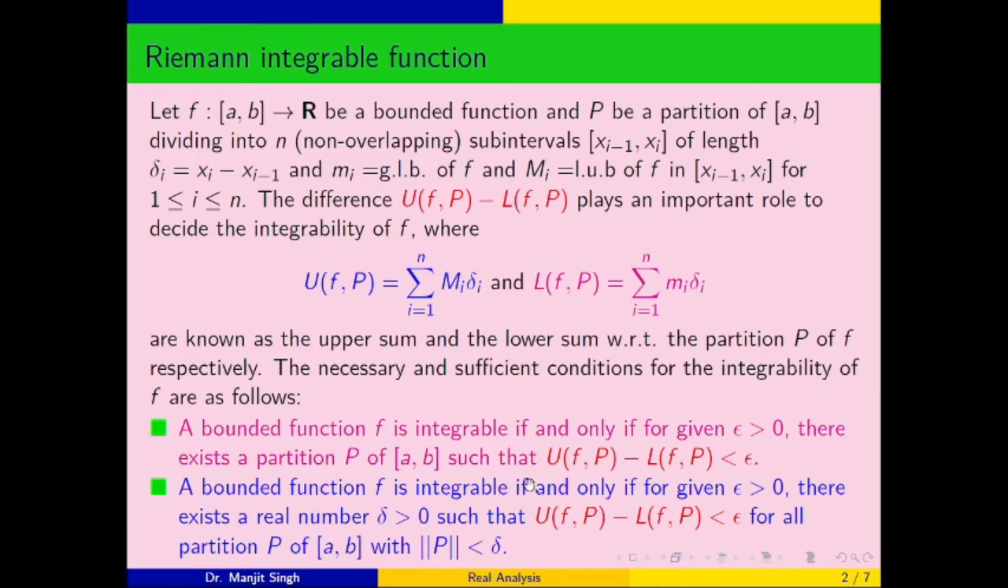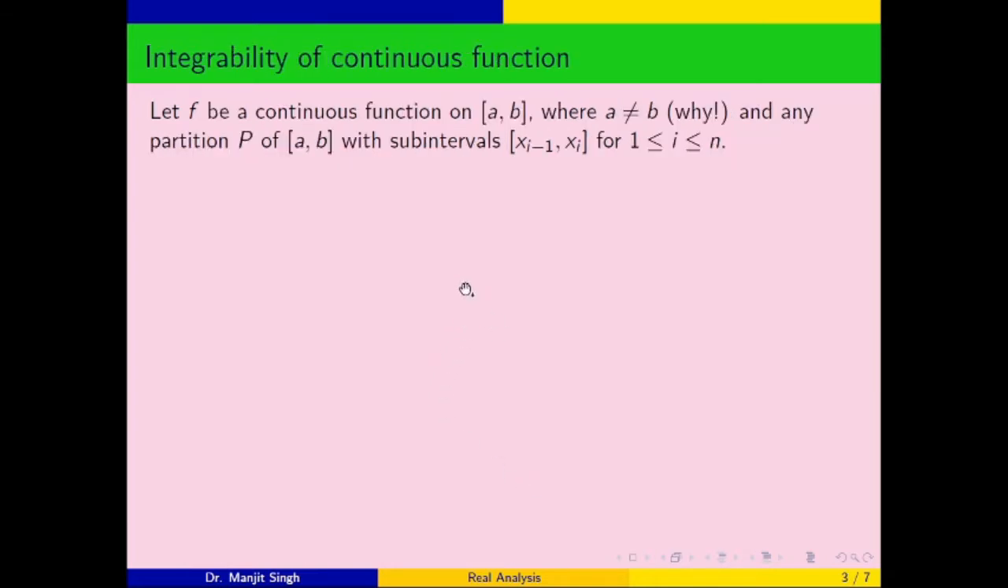Next we discuss integrability of continuous functions. We assume f is a continuous function defined on a closed interval [a, b]. We may take a not equal to b, because if a equals b, then it will be a point. So we take a not equal to b, and f is a continuous function on this interval.